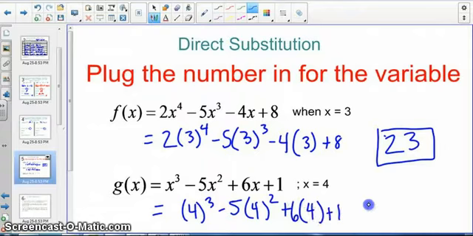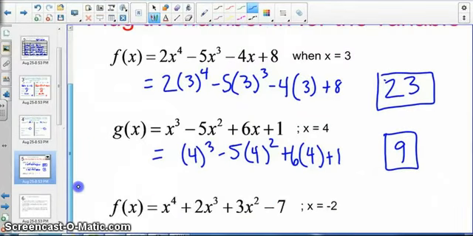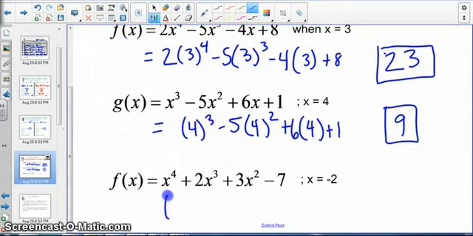And especially if you're going to use the calculator, it's going to be very important that you do that, okay? Especially if you're using a negative number. Okay, so you can see the numbers I'm getting. So here in this last one, I'm plugging in negative 2. So it's very important to put parentheses around the number that I'm plugging in.